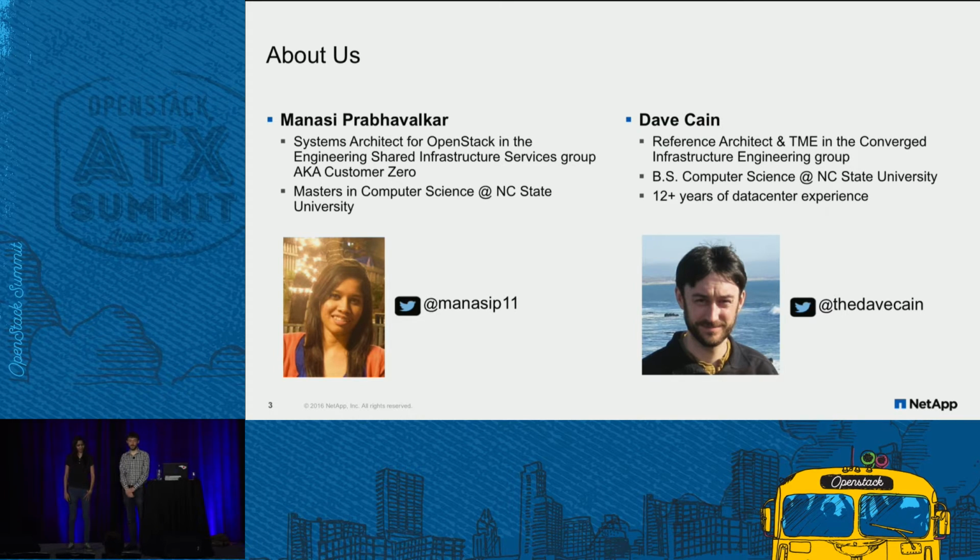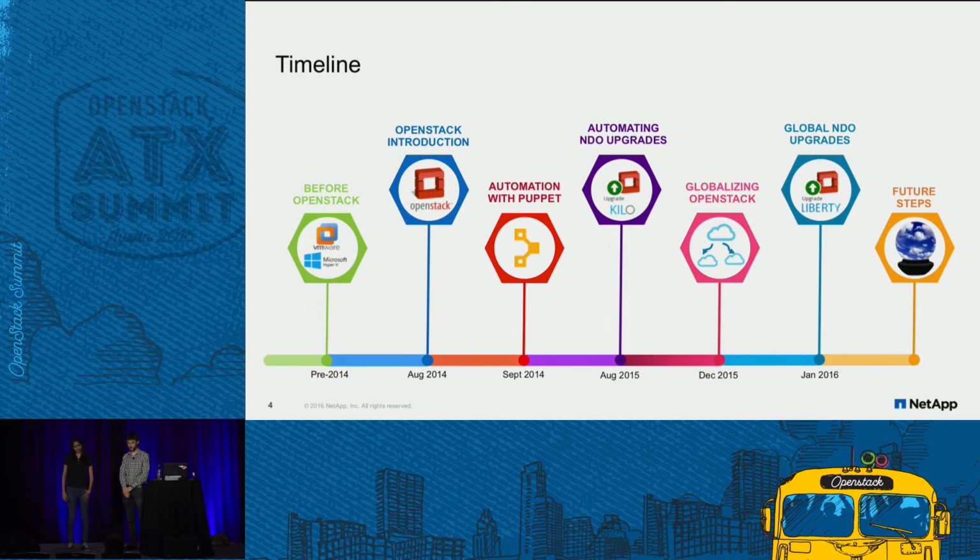And hey, I'm David Kane. I'm a reference architect, technical marketing engineer among many hats at NetApp, with a Bachelor's of Science degree in computer science from NC State University. Go Wolfpack. And I have about 12 years of data center experience. A little bit different in my role at NetApp, I evangelize NetApp storage products. Specifically, I sit in the FlexPod Converged Infrastructure Engineering division, but we're both in the core engineering division at NetApp. If you'd like to follow me on the Twitters, my Twitter handle is there at Dave Kane.